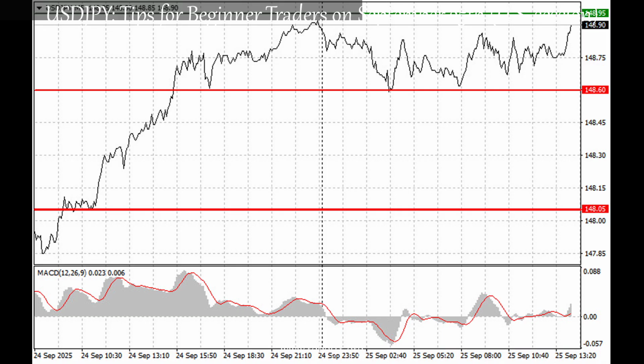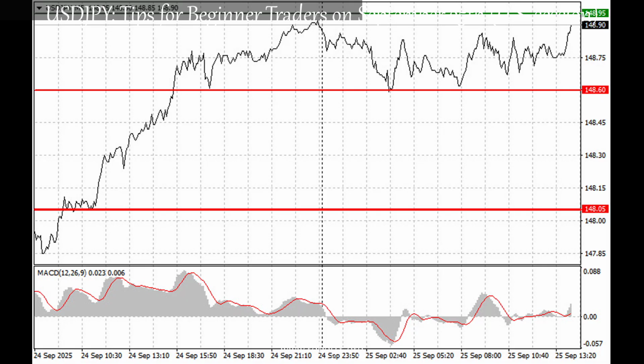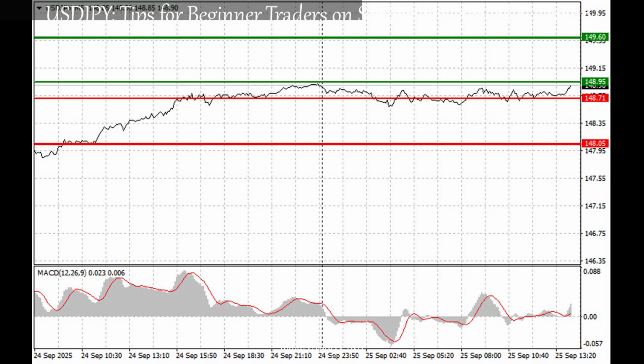Around 149.60, I will exit long positions and open shorts in the opposite direction, expecting a 30-35 point pullback. A continuation of the bullish market would support further upside. Important. Before buying, make sure the MACD indicator is above the zero line and only beginning to rise from it.